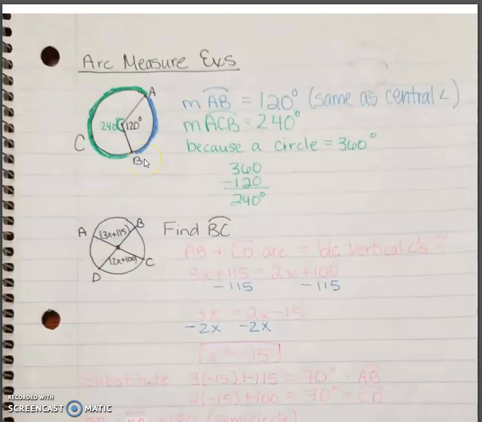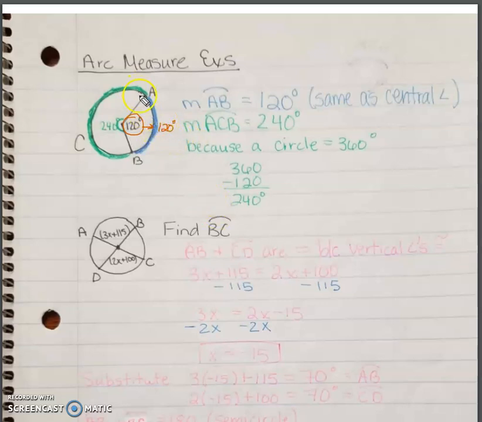Okay, so some of the examples they used in the videos, arc measure examples, is we have it where it's just degree-wise. The measure of arc AB is 120 degrees, and that's because it was given to us that the central angle was 120 degrees, and they wanted to find the measure of arc AB. That would be my blue arc here. That's the same as the measure of the central angle. So if this is 120 degrees, then this is going to be 120 degrees as well.